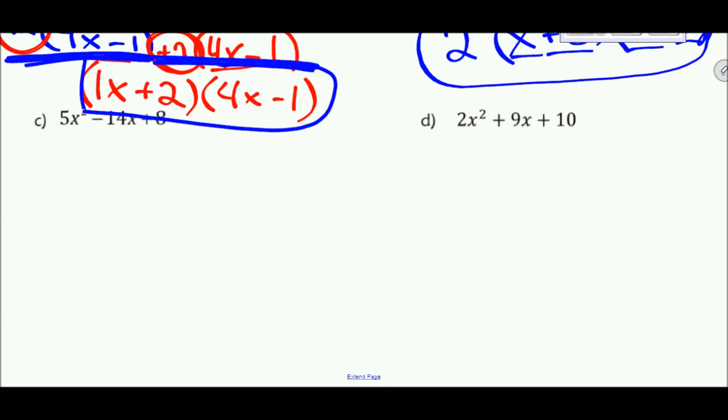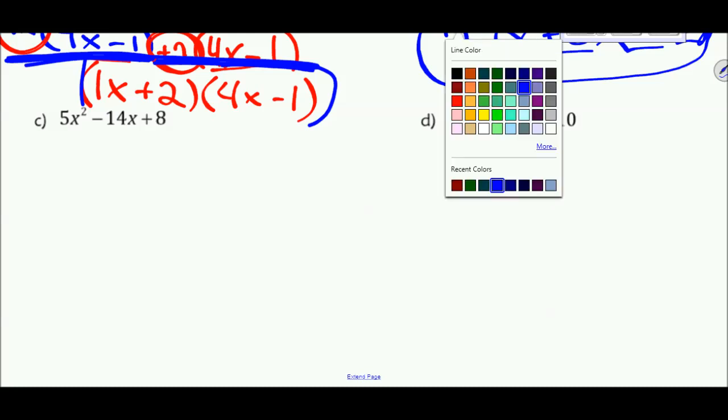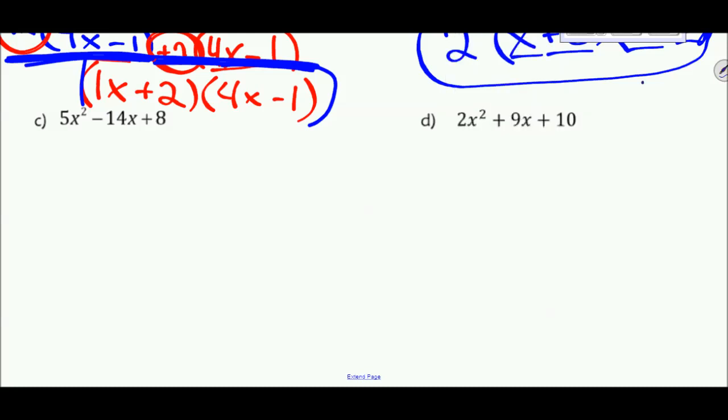All right, what's our first step on number 3? What do I do first on 3? Yep, I'm going to times A and C. I don't have a greatest common factor. I can't factor anything out of those. So I'm going to do A times C. That's 5 times 8, or 40.